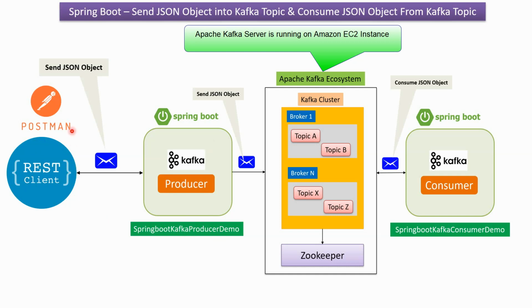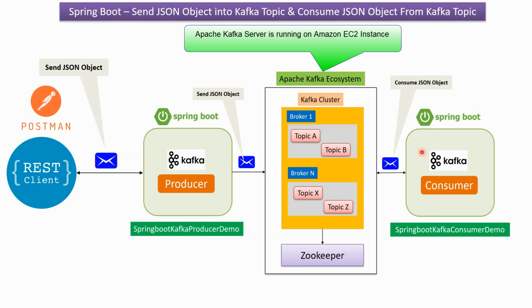In this example, we will use Postman as the REST client, which will send a JSON object to this Spring Boot application, and it has producer code. Using that, it will send the JSON object to the Kafka topic.